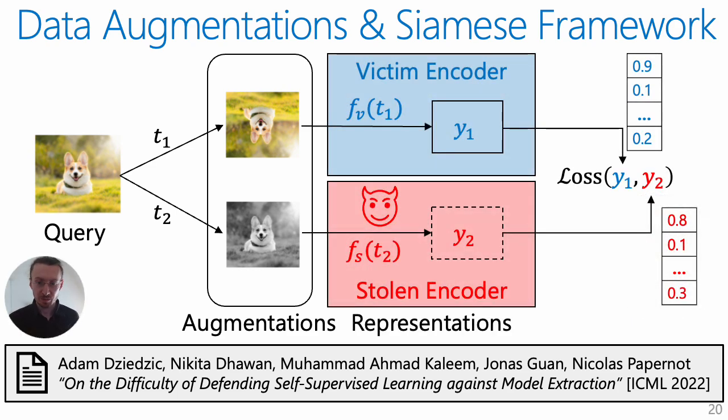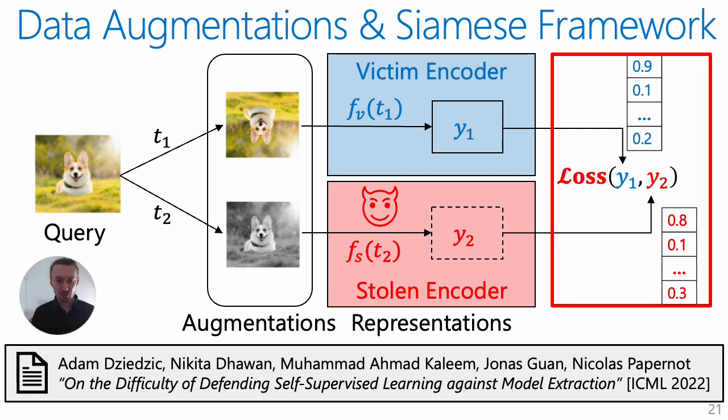Then we query the victim encoder with the first augmentation and our stolen copy with the second augmentation of this input image. To steal the victim encoder, we train the stolen encoder to minimize the loss between representations obtained from the victim encoder, y sub 1, shown in blue, and the representations from our stolen copy, y sub 2, shown in red.